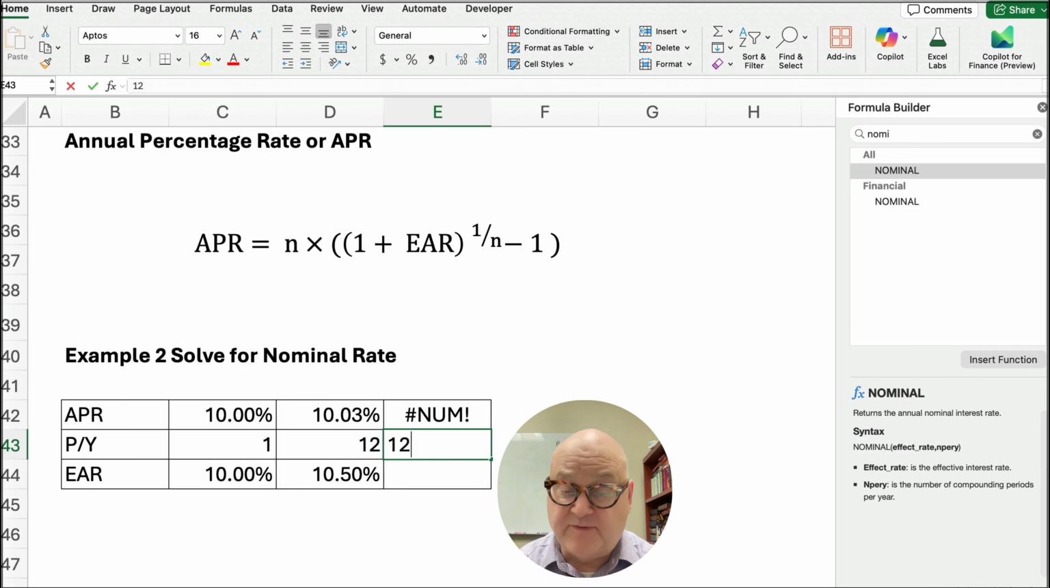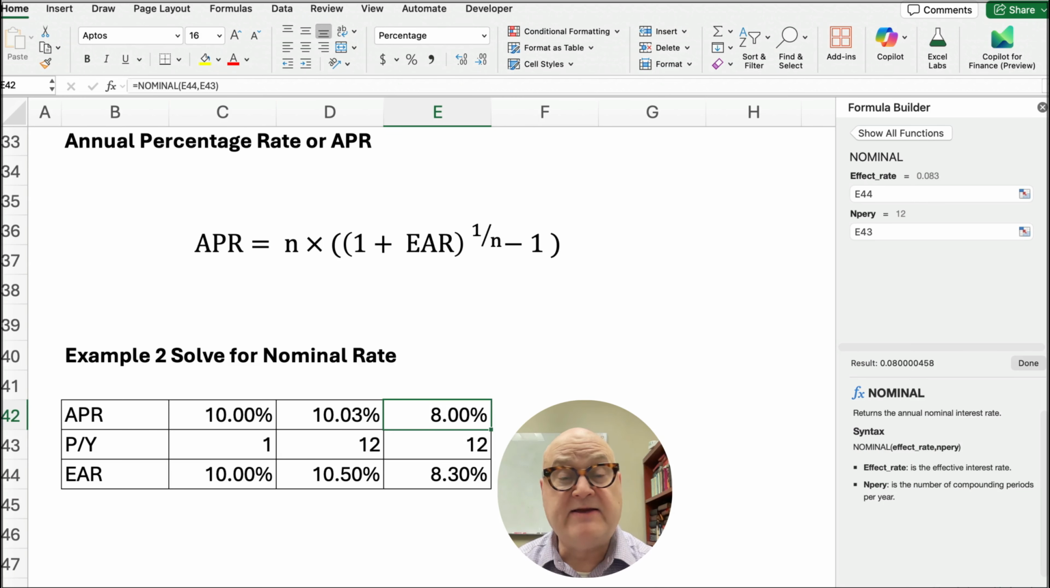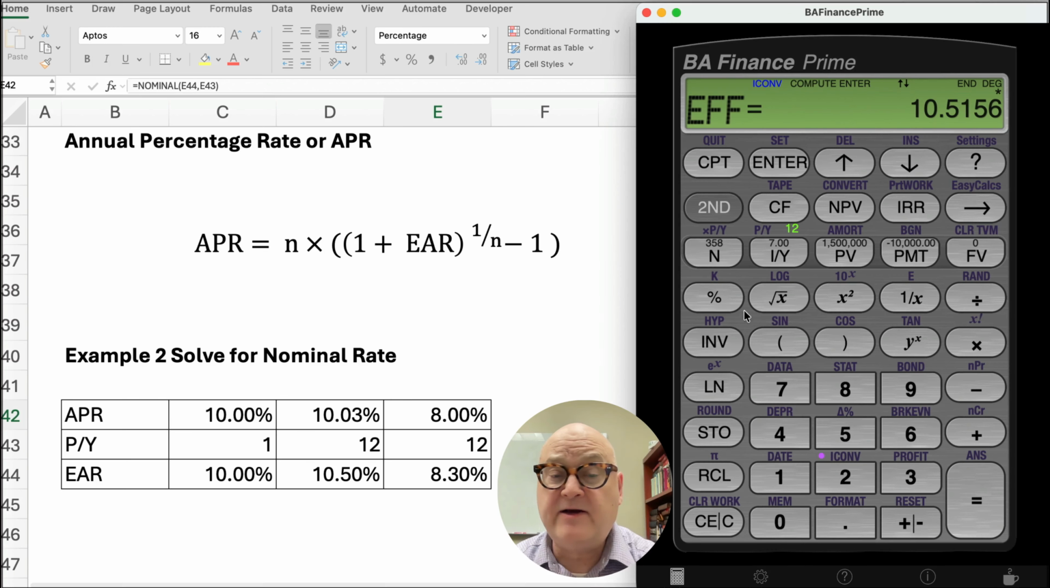Let's say it's 12 periods per year and it turns out to be something like 8.3. Well, the nominal rate is 8% compounded 12 times, compounded monthly, turns out to be 8.3%. So let's do this on the calculator.